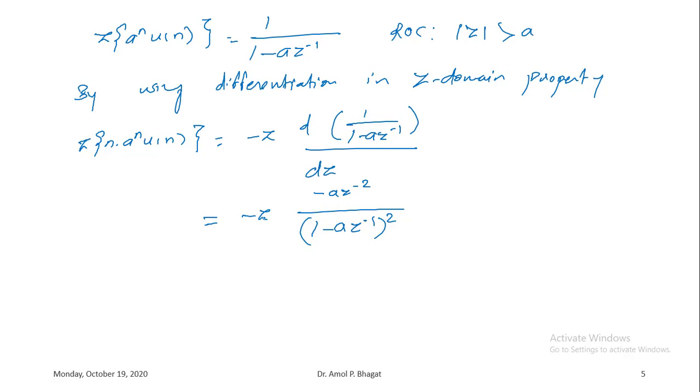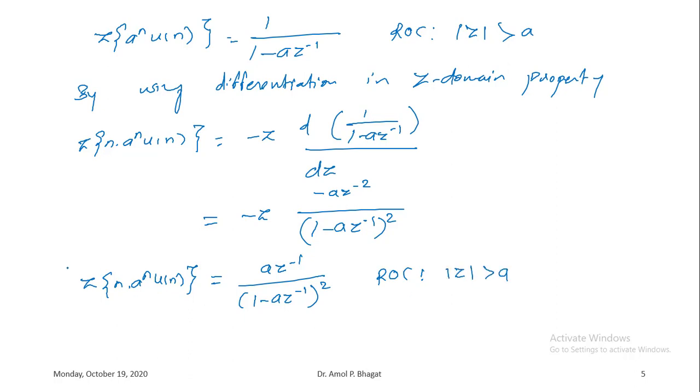So again I can multiply z with z raised to the power minus 2, which will be simply z inverse, right? This minus minus will be plus, so it will be a z inverse upon 1 minus a z inverse whole square, right? So this is the required z transform of n into a to the power n u of n as per the differentiation property, and its ROC will be the same as that of the initial z transform, that is mod z greater than a. So this is the required z transform as per the differentiation property.